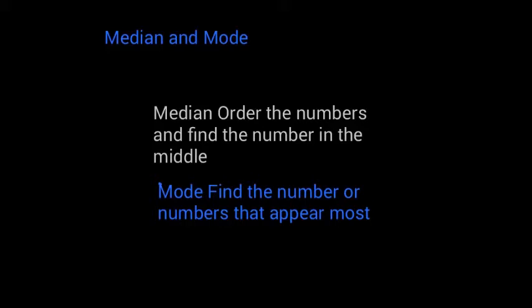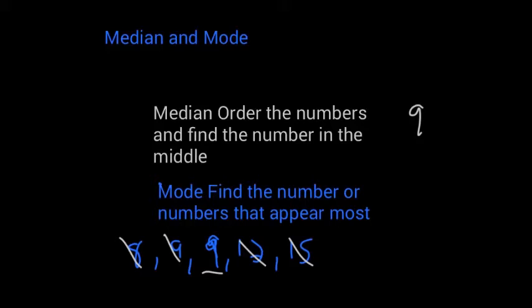So let's do some practice with this. So let's start with the set of numbers. So let's say we have 8, 9, 9, 12, and 15. So in this case, I put them in order to start with, so I just find the number in the middle. So I just start on each side, cross off numbers until I get to the middle, and I get to 9. So my median is 9.